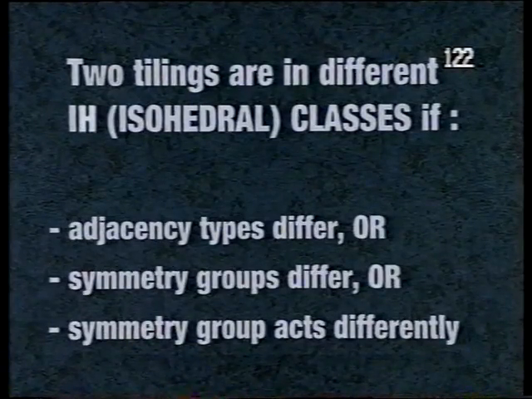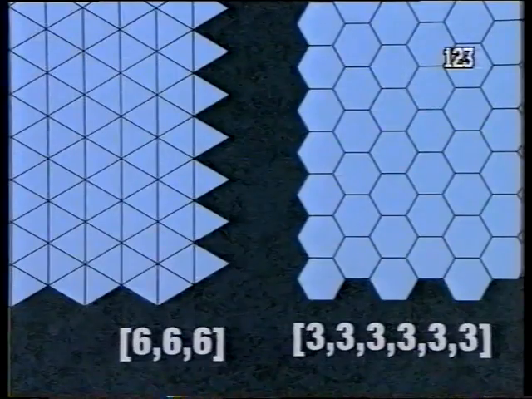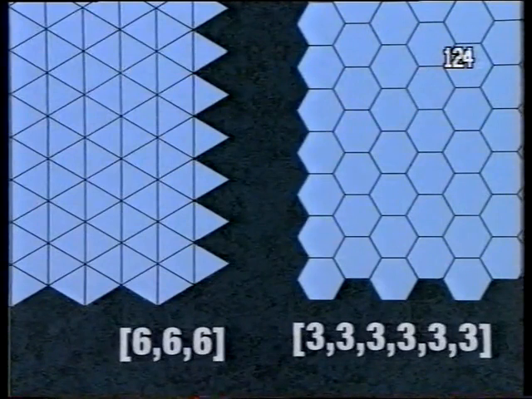This third kind of difference may sound rather abstruse, but actually it's quite easy to detect visually. So let's see examples of all 3 kinds of distinction between transitive tilings. These 2 tilings have different adjacency types, but the same symmetry group. Each has rotation centers of order 3 and of order 6. The tiling on the left has a rotation center of order 3 at the center of each tile, and a rotation center of order 6 at each vertex. But it's the other way round for the tiling on the right. The rotation centers of order 3 are at the vertices, while those of order 6 are at the centers of the tiles.